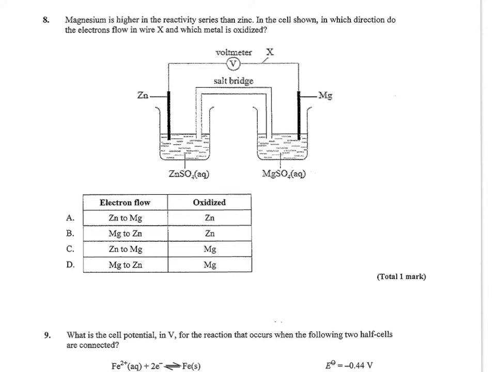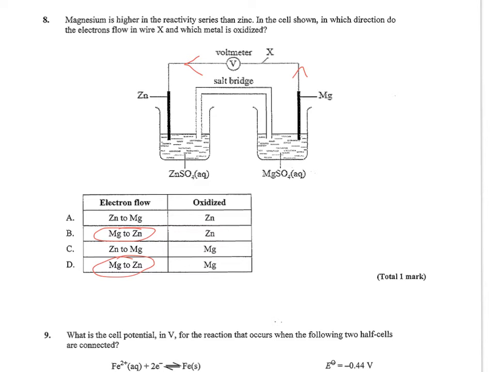Number 8 says magnesium is higher in the reactivity series than zinc. In the cell shown, which direction do the electrons flow in the wire? That means they're going to flow from magnesium to zinc. So either B or D is my correct choice.